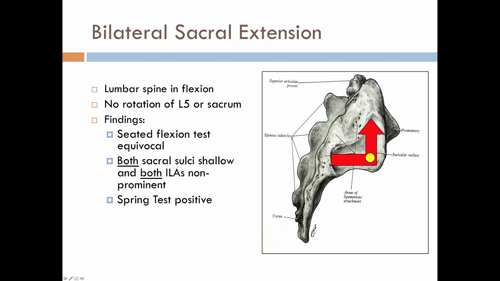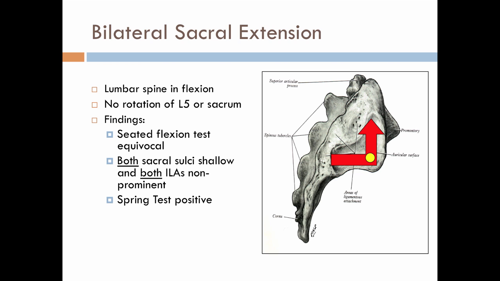Now, with the sacrum extended, the lumbar spine is flexed, and again, there's no rotation in either the sacrum or the lumbar spine due to this dysfunction. The seated flexion test again is equivocal, and instead of the sacral sulci being deep, they're both shallow, and the ILAs are non-prominent, and again, relatively even right to left.